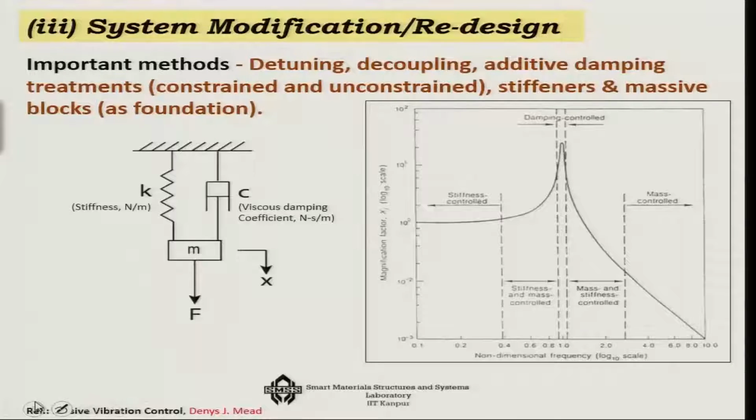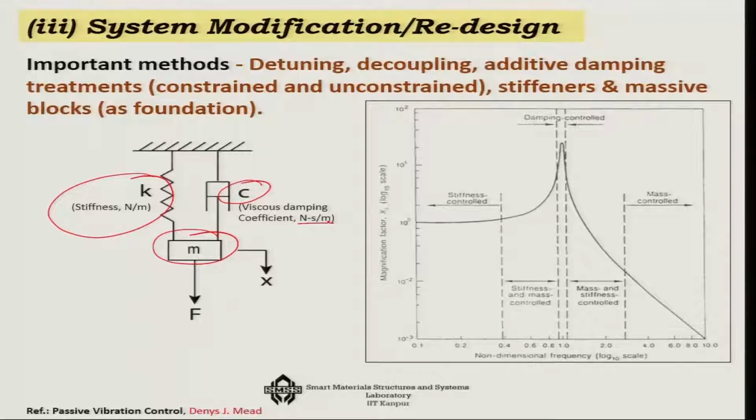I earlier told you that any vibrating system generally would have three parameters: the mass m, so this is a single degree of freedom system, the stiffness k, which is measured in Newton per meter, and the damping constant. Let us say if it is viscous damping, then the viscous damping coefficient is in Newton second per meter. So, this single degree of freedom system has these three parameters: stiffness, mass and damping.